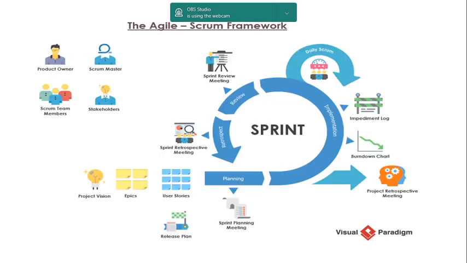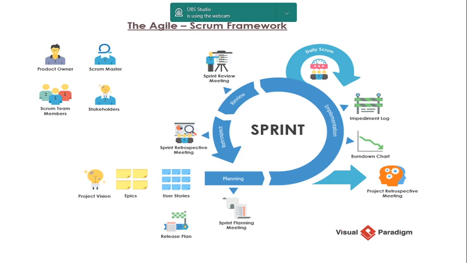So I said it is an agile principle. It follows agile principles. This is the block diagram, or a generalized diagram, so you can understand Scrum better. You can have a look at the product owner, the Scrum master, the Scrum team members, and the stakeholders.